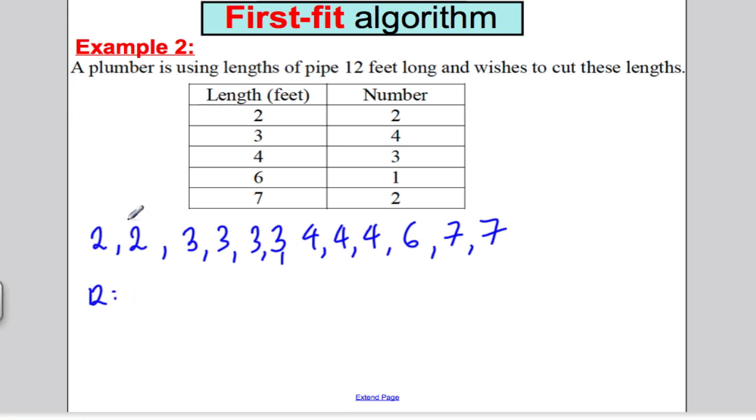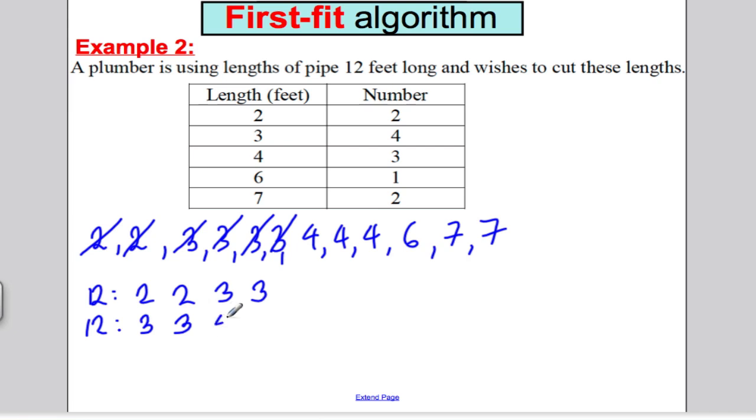So this 2 here could fit in here. This 2 here could fit in here. This 3 could fit easily, and we've got a total of 7 so far. This 3 could fit here. Now, we've got 10. This 3 could no longer fit here and would have to go into this one. This 3 would therefore go into this one.